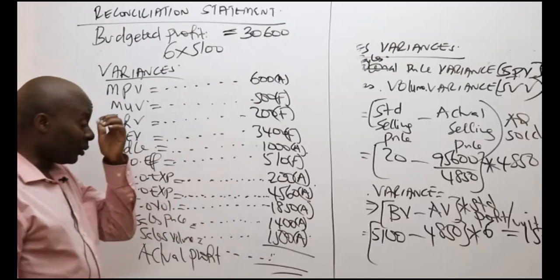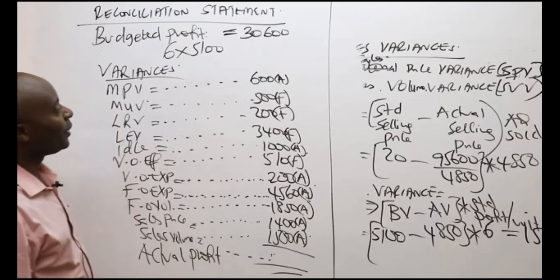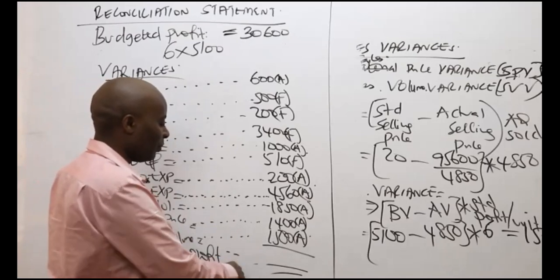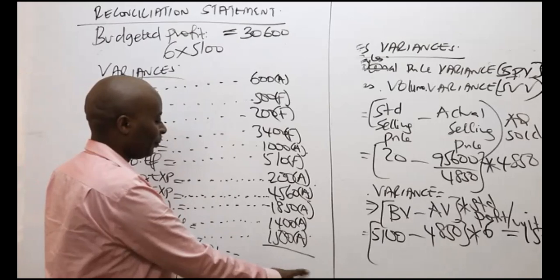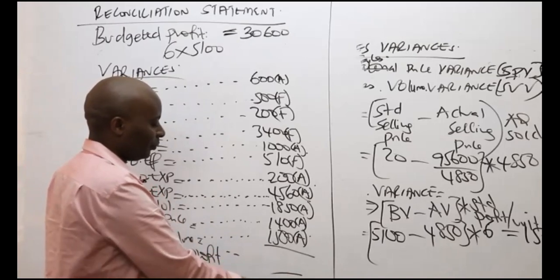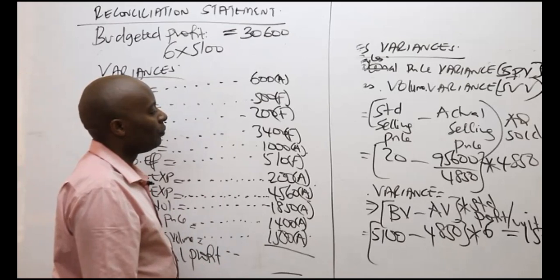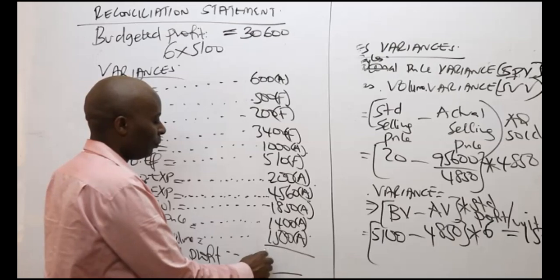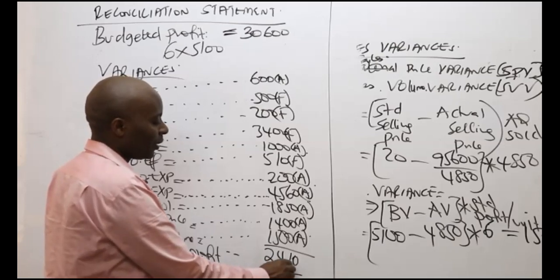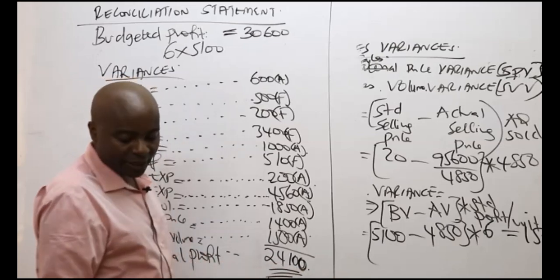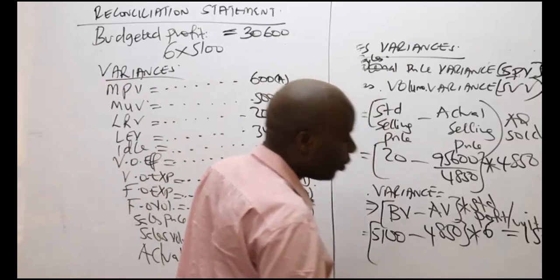So is there anybody who is able to give us a figure here very fast? Please give us a figure. What do we have here? Somebody. $24,100. 24,100. And now that marks the end of our question, ladies and gentlemen.